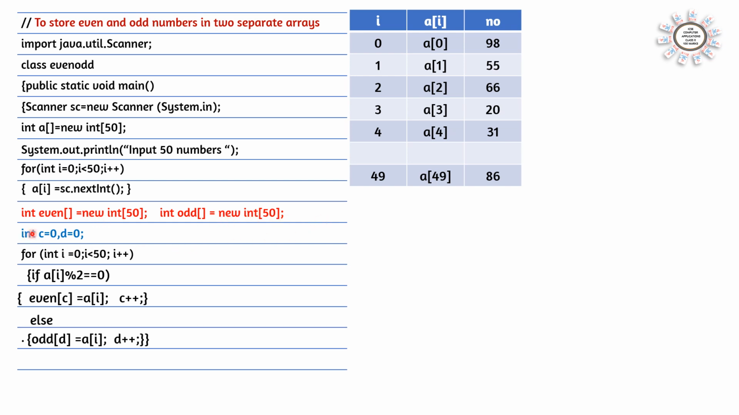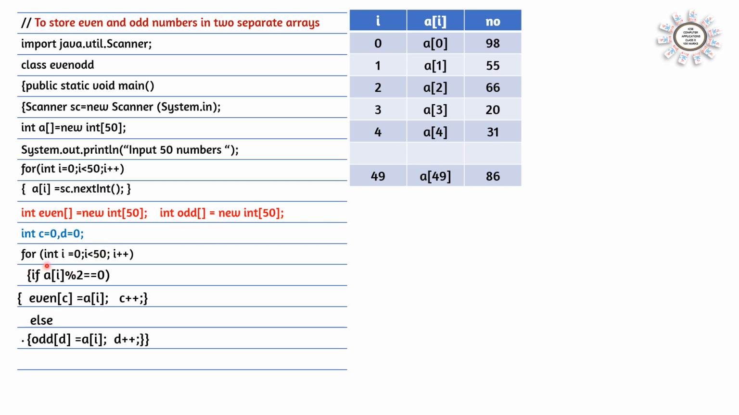And now C and D. Here we are taking two variables. C is equal to 0. C for finding how many even numbers are there. The even position will start from 0, and as the numbers are coming, C will increase. And D for the counting and storing odd numbers. How many numbers are there in D we can find out.